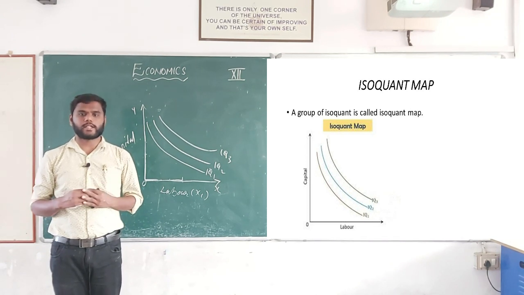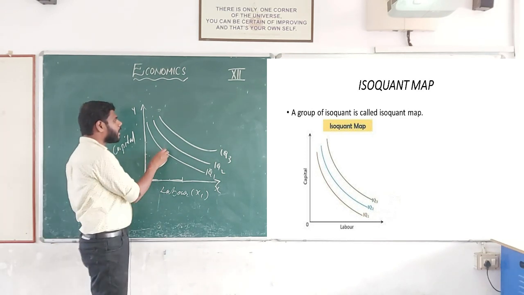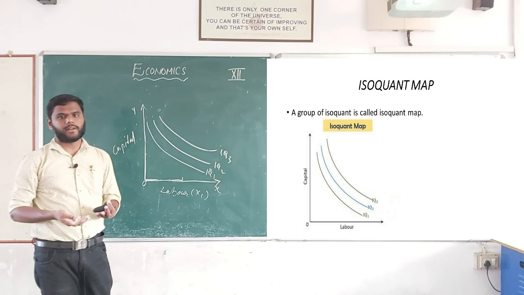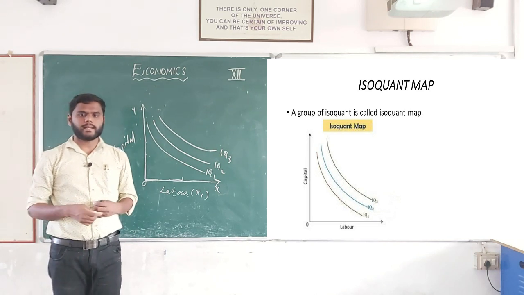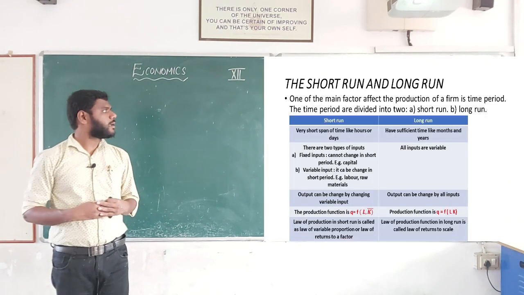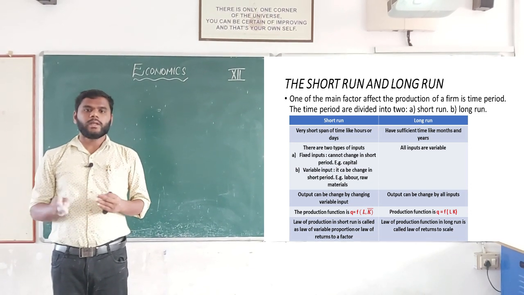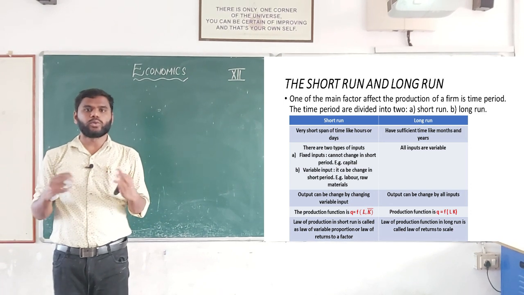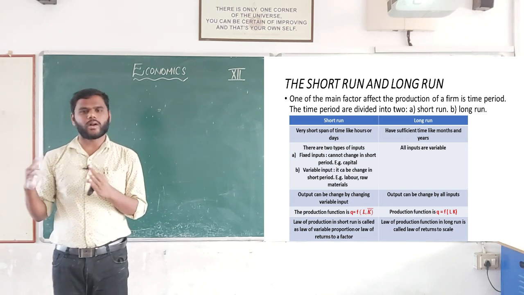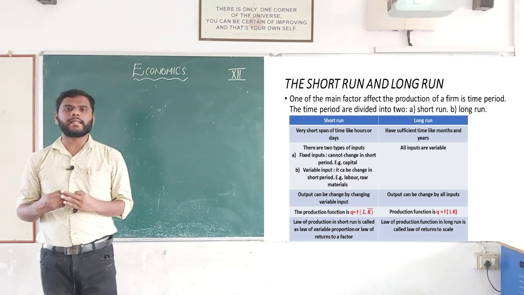A group of isocounts is known as an isocount map. A group of isocounts is known as an isocount map. Here the higher isocount gives a higher level of output and the lower isocount gives a lower level of output. Okay, I think it is clear. The next very important topic in economics is time period. See, the main important factor that is influencing the production is time. See, in economics, time period is divided into two, that is short run and long run. It is short run production function and long run production function. Let us discuss what is the difference between short run and long run in economics.